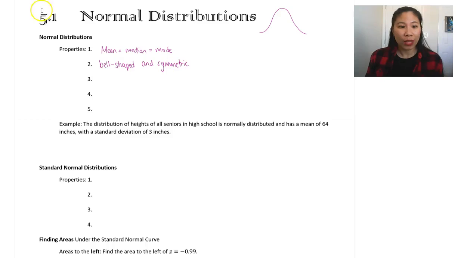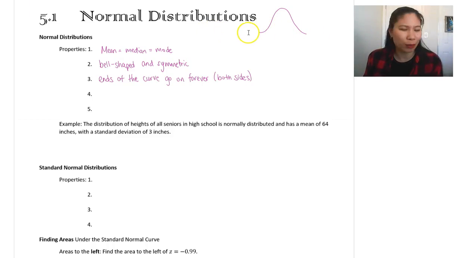Then the third property is that on both sides, the ends of the curve actually have no end. They keep going on forever. We just don't draw it out like that because who has that time? So theoretically, they go on forever in both directions.